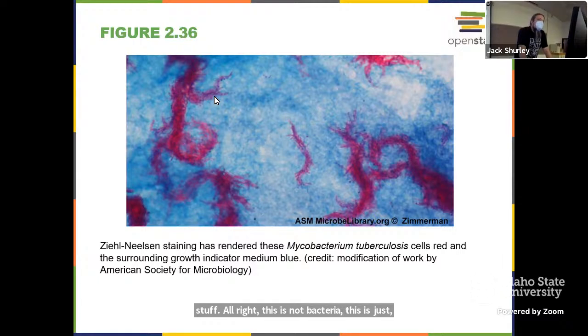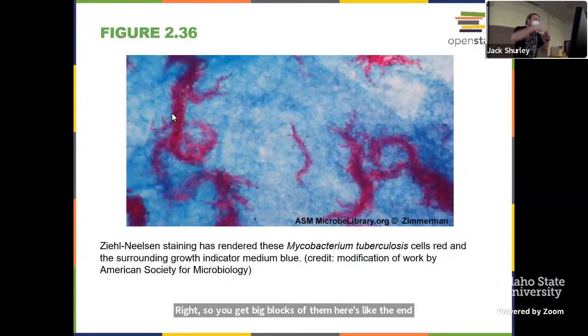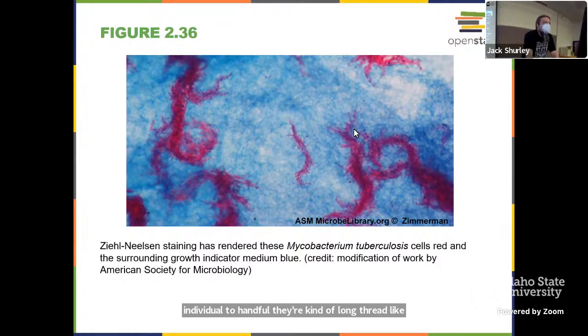You'd see cells. So these guys we say are filamentous. This is not one bacterium. This is a plethora of bacteria all stuck together with that waxy cell wall. They want to kind of glom onto one another, all right? So you get big globs of them. Here's like an individual, it's a handful. They're kind of long, thread-like bacteria, and they typically group up.